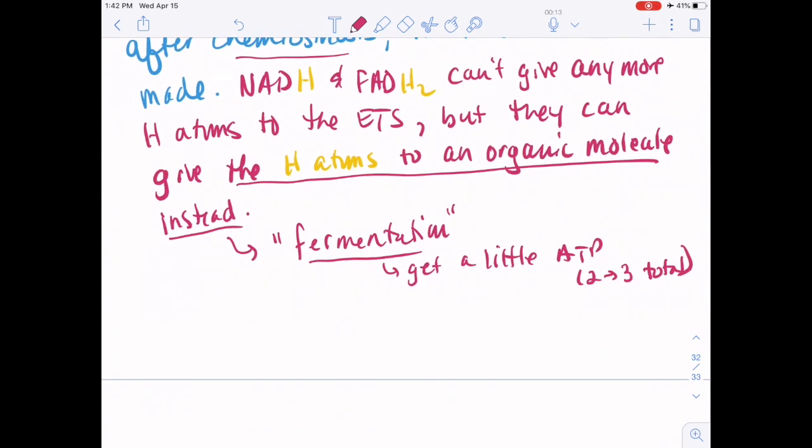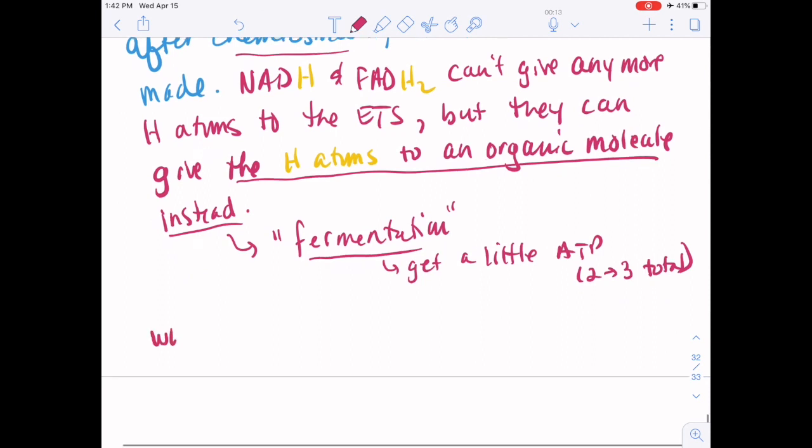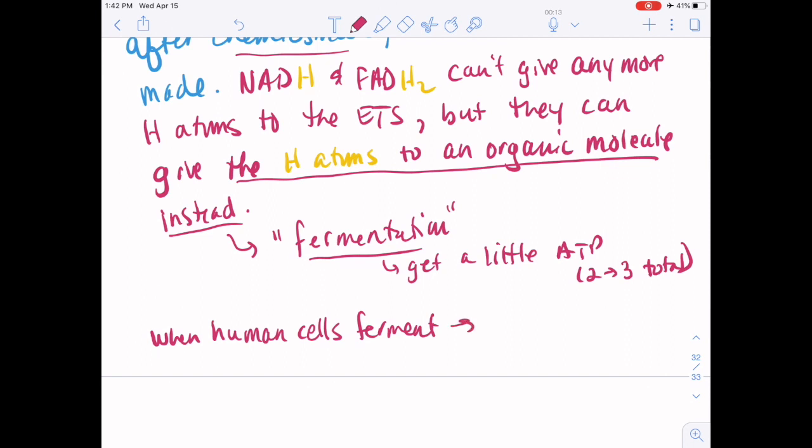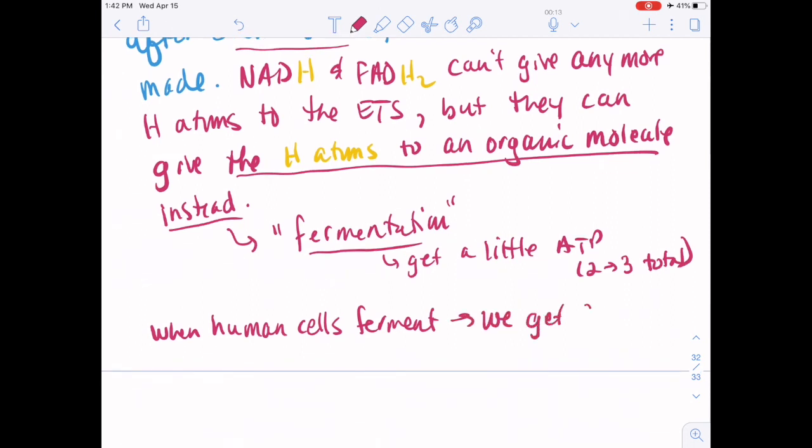But here's the issue. When human cells ferment, we produce lactic acid. When human cells ferment, we get 2 to 3 ATP, which isn't much, but it can be enough just to let you run a few more steps. We get 2 to 3 ATP and produce lactic acid, which we already talked about last time when we were talking about enzymes. That gives you muscle cramps.